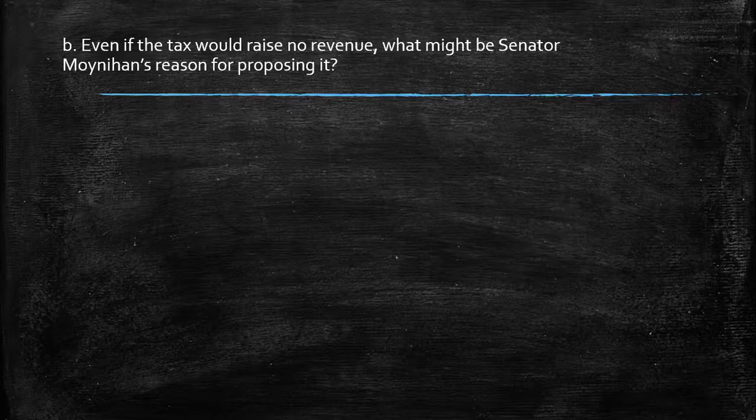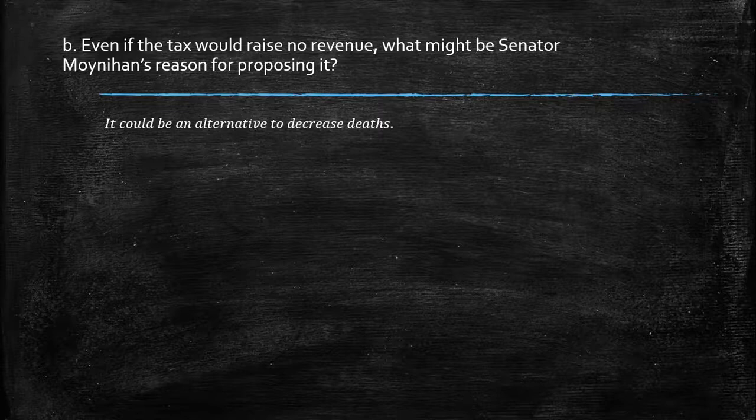Even if the tax would raise no revenue, what might be Senator Moynihan's reason for proposing it? Again, it's kind of subtle, but I must say that this can be an alternative to decreasing debts, and it costs even more in other products. This can be more government spending, for example. You can argue or talk about different points that you want, because remember that this is a complementary good of guns. So when guns owners have to pay more, maybe it would be an indirect public policy in some sense. So you can choose one hypothesis, whichever you want, and try to argue it.